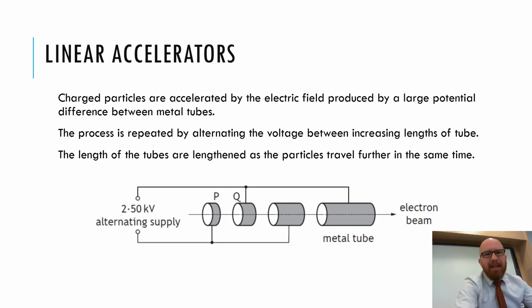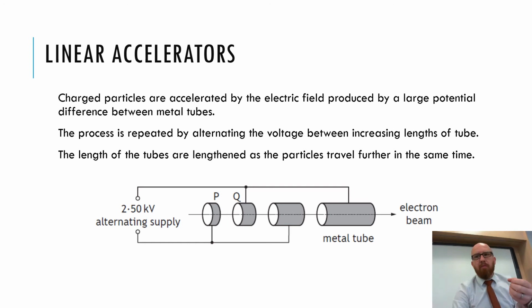The next one is known as a linear accelerator. Now, there is no magnetic field in a linear accelerator. In a linear accelerator, it's about accelerating charged particles up to high speeds. So charged particles are accelerated by the electric field produced by a large potential difference between metal tubes. This one uses an electron beam, and you pass the electron beam down the centre between the tubes, and it's connected to an alternating supply. So if you look at the rings there, you've got P and Q, and the alternating supply charges up P, and then it charges up Q.